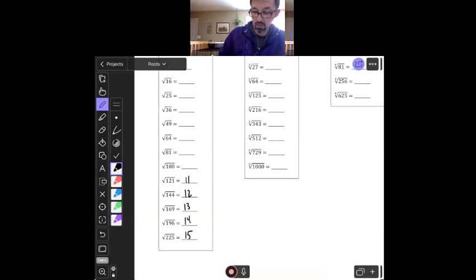The cube root of 1,000 is 10. The cube root of 729 is 9. The cube root of 512 is 8, okay?